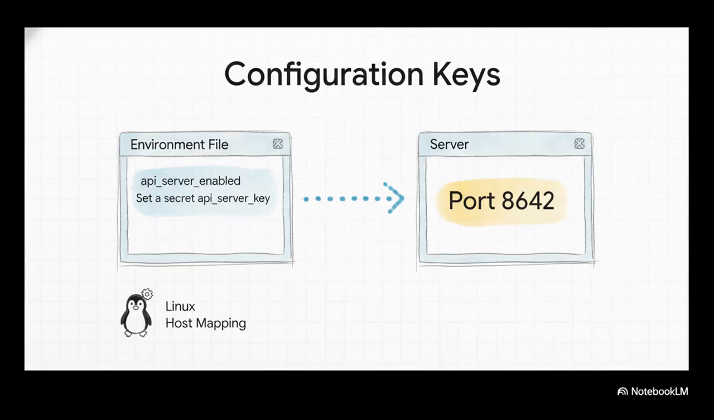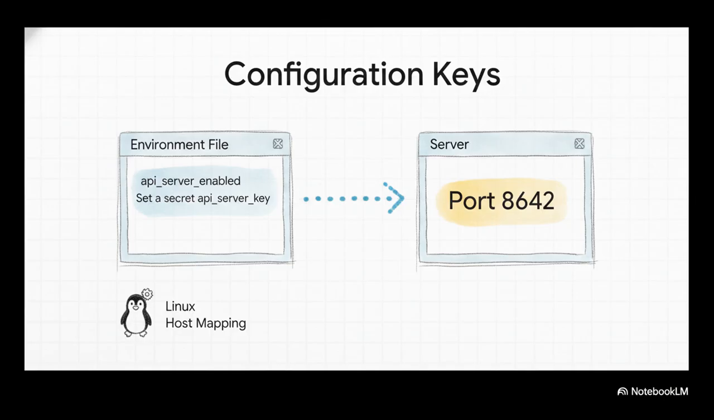The absolutely crucial detail here is just making sure your environmental variables are set up right so the API securely talks to Docker. You've got to set API_server_enabled to true and generate a secret API_server key. Once that's done and you start the gateway, you'll get a confirmation line saying it's listening on port 8642.